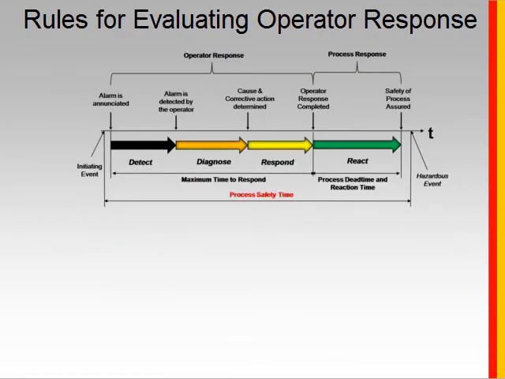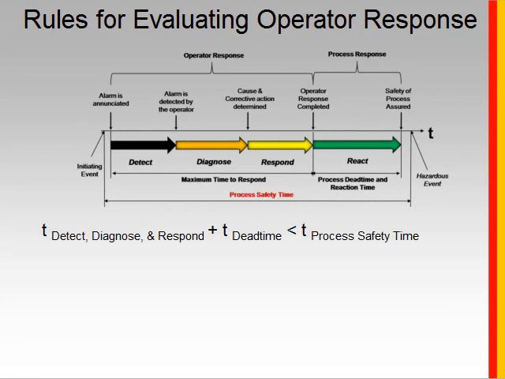So now let's look at how those time parameters can be used to create some rules for evaluating the operator's response. First, the amount of time that the operator has to detect, diagnose, and respond, plus the dead time of the process, has to be less than the process safety time, or else the hazardous event will occur. We can also say that the process safety time needs to be greater than the minimum operator response time.